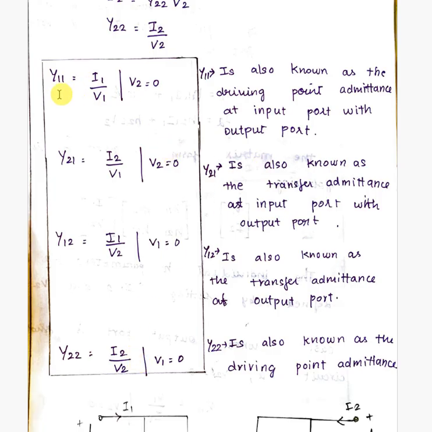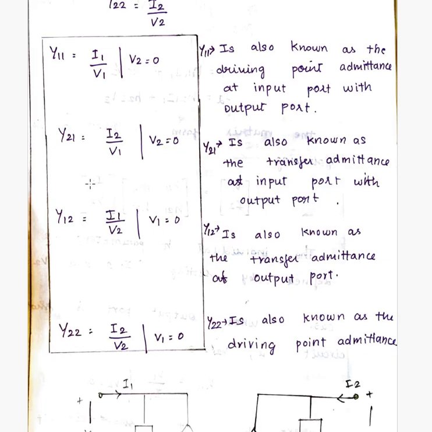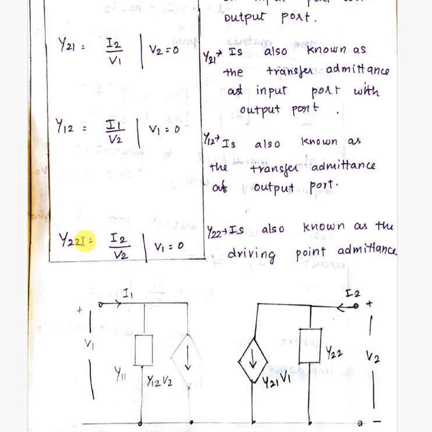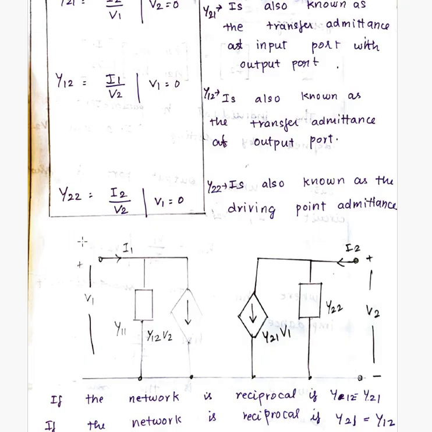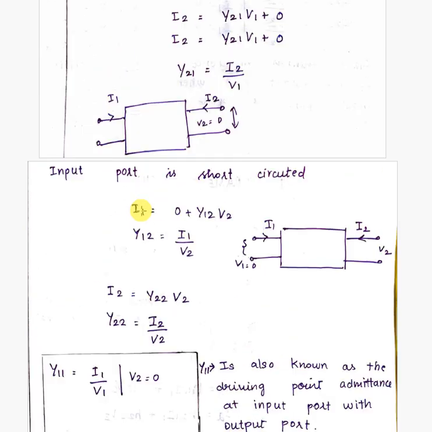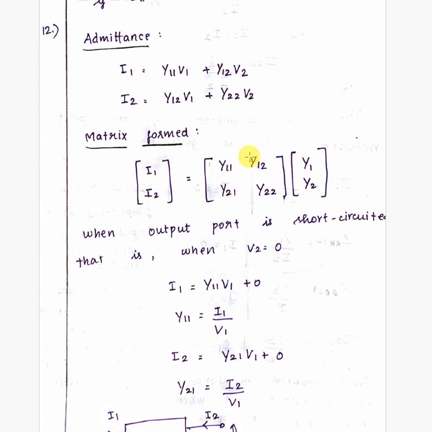Here, Y11 will be considered as the driving point admittance, and then Y21 will be considered as the transfer admittance. And then Y12 is also considered as the transfer admittance, and Y22 is the driving point admittance. Now we are going to draw the equivalent circuit for the admittance. Here, the value is based on the current value.